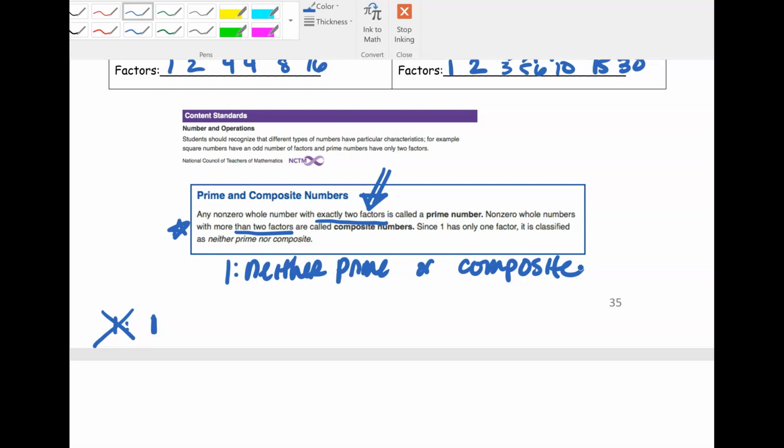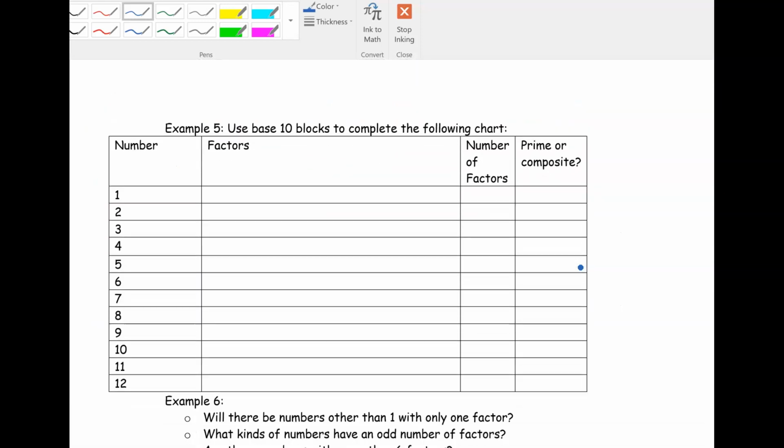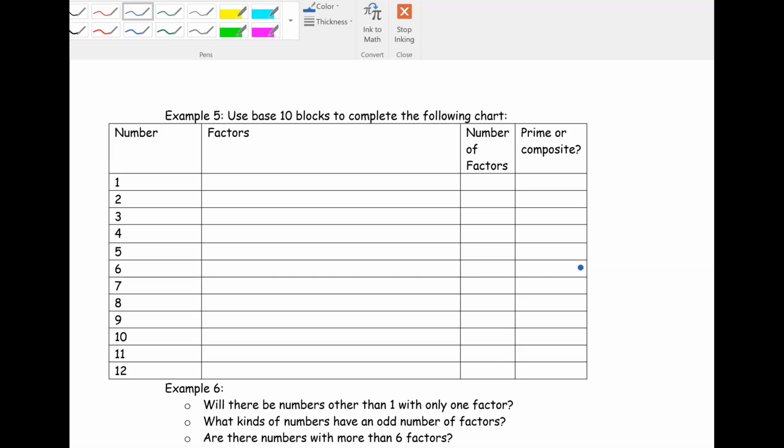Okay. Let's go ahead and actually list out some prime numbers, and we're going to use this chart below. So let's go through all of these numbers and we're going to list out the factors, so numbers that go into these numbers. So the number 1 has a factor of 1. 1 goes into it. There's 1 factor there, and we're going to say neither, because remember, prime numbers have only 2 factors and composite has more than 2.